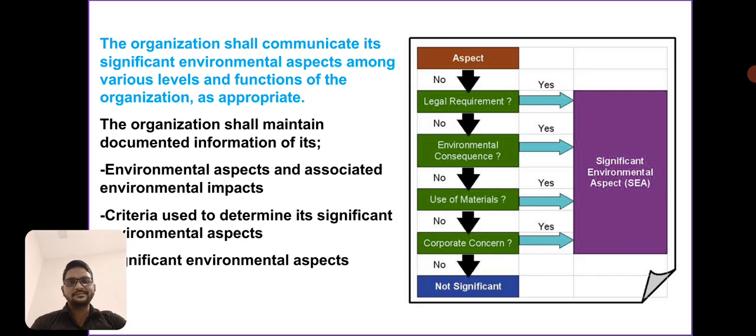Criteria to determine its significant aspect. That means what the criteria and guidelines are for the significant environmental aspect. We need to maintain documented information: the criteria, the list of significant environmental aspects, and the documented information of environmental aspects and their related impacts. We need to maintain it and show the documented information during the audits.